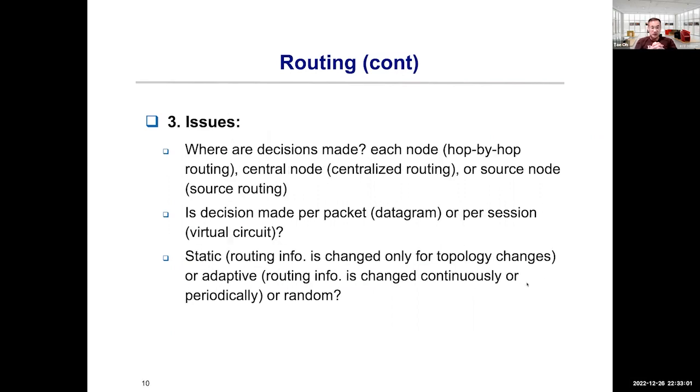Okay, let's move on. For the routing, where are decisions made? Sometimes there are different ways of doing it. Each node does hop by hop routing. This is more of a connectionless routing. The centralized routing is one node providing routing for all of the rest of the nodes. It's a good thing, but it has scalability issues, one node making all the decisions.